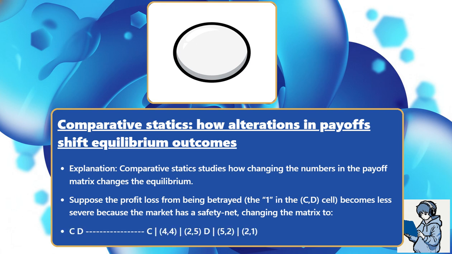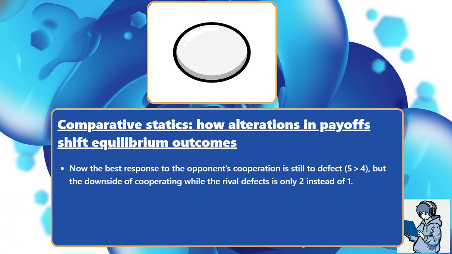Row C: column C gives 4, 4, column D gives 2, 5. Row D: column C gives 5, 2, column D gives 2, 1. Now the best response to the opponent's cooperation is still to defect, 5 greater than 4.